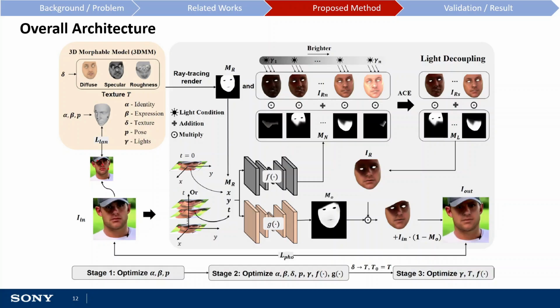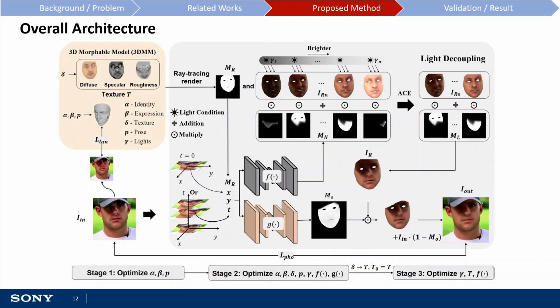F and G are neural representations predicting lighting mask MN and facial region mask MO. Effective masks ML and rendered faces IRs are selected from original MN and rendered IRN during optimization with the adaptive condition estimation, or ACE, strategy. IRs are combined into IR with ML, where IR is merged with surroundings in IN with MO to construct output image I out.